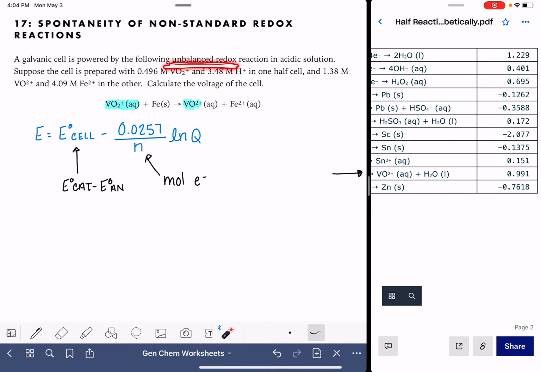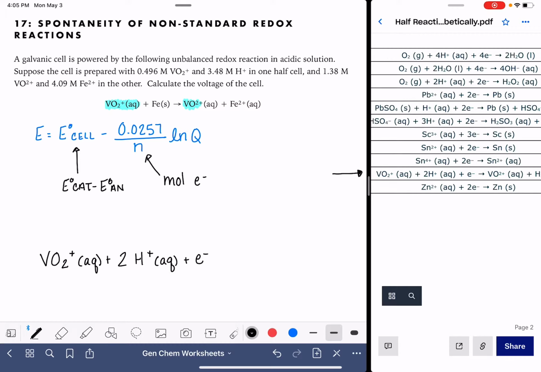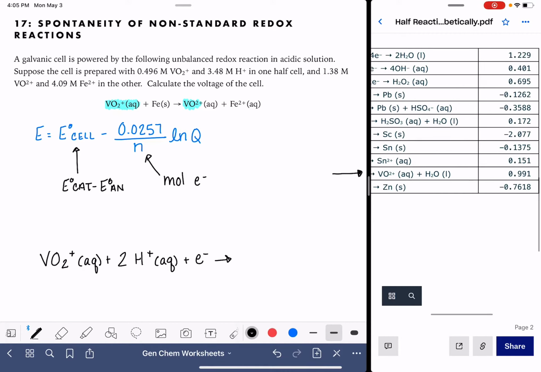Oh, I guess I kind of glossed over this. It does say it's an unbalanced reaction. So what I'm going to do is take the half reaction from the table, and I'm going to copy it exactly the way that it is, because I don't know anything about if I've got to change stoichiometric coefficients or not, but I know that it's going in the right direction because I have the VO2 plus on the left-hand side, and that's where I need it to be. I am going to be including states, even though sometimes I leave those off, because we're calculating Q. So states are going to be an important thing to keep in mind when we're setting up our Q calculation.